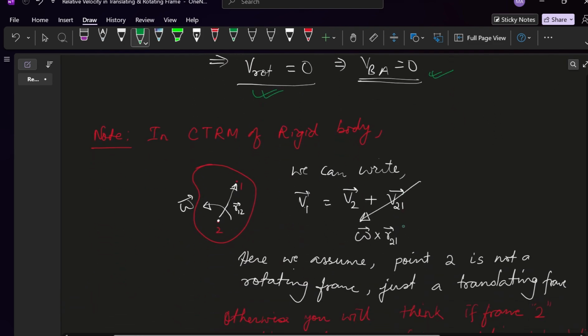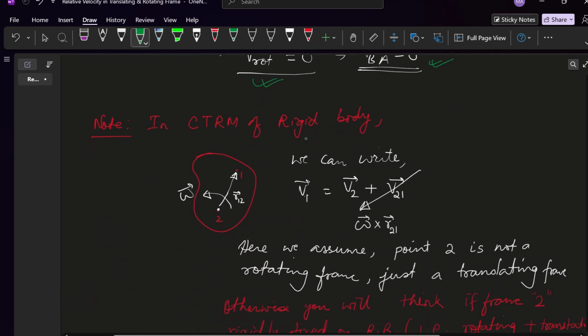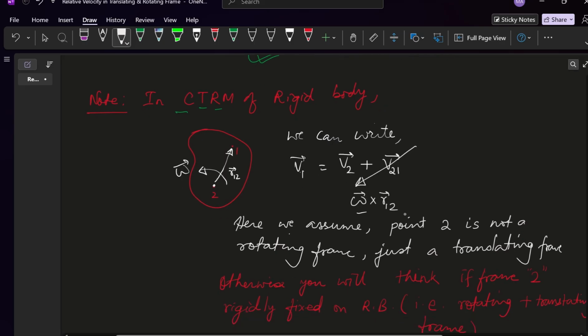Okay, now one more important point to be noted here is, in the combined translation and rotation motion of any rigid body, we know how to write the velocity of any point with respect to any other point lying on the rigid body. So velocity of 1 is equal to velocity of 2 plus velocity of 1 with respect to 2, which is nothing but omega cross the position vector of 1 with respect to 2. So I can say that velocity of 1 is equal to v2 vector plus omega cross r12 vector.